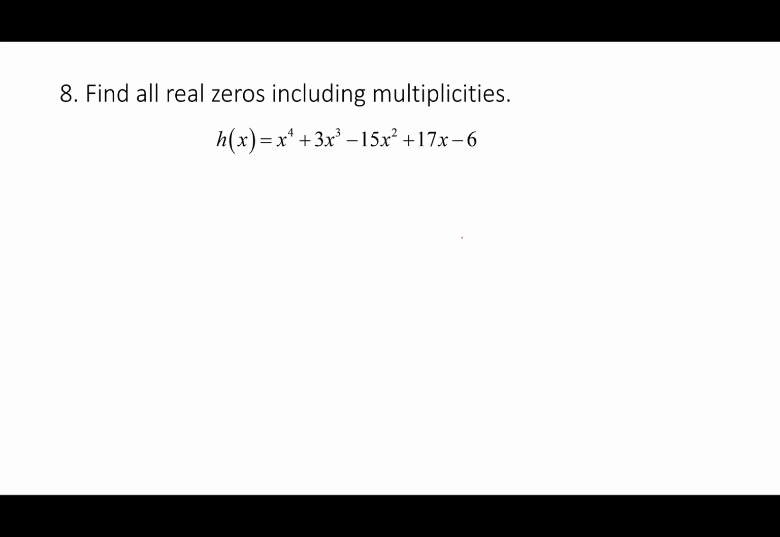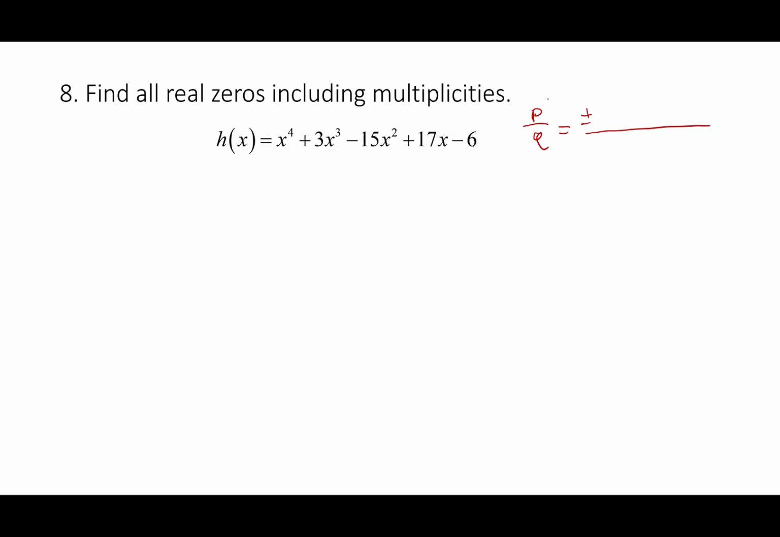Okay, so find all real zeros, including multiplicities, for this polynomial function h of x equals x to the 4th plus 3x cubed minus 15x squared plus 17x minus 6. And the first thing we'd need to do here, just what we did in the last problem, is find the possible values for p over q. So if we look at the possible values for p over q, what numbers can I multiply together to give me negative 6?